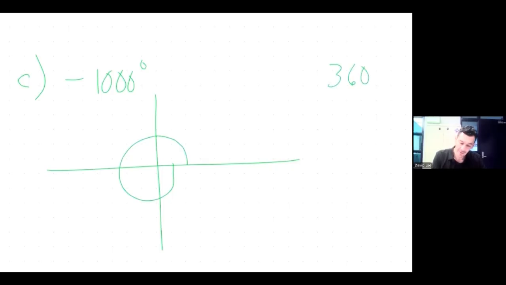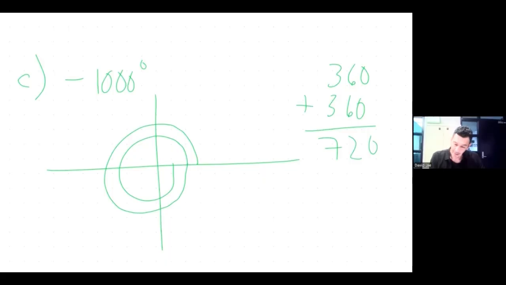If I continue and go around the world again, and let me stop right there, that's 2 spins. That's another 360. 360 plus 360 is 720. But I need to go to 1,000. So on a calculator, I think I need 280 more, because that'll give me 1,000. So far we have 2 360s, that's 720.